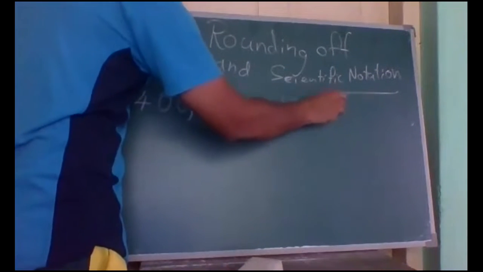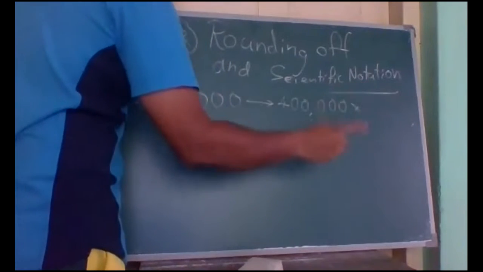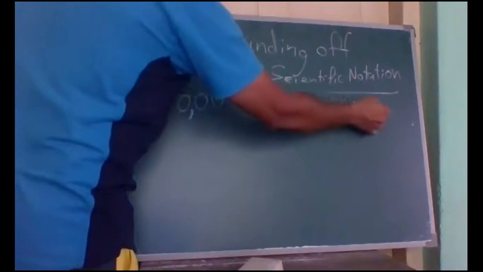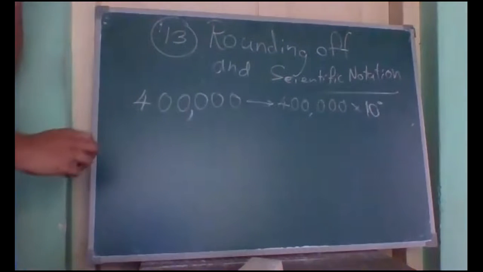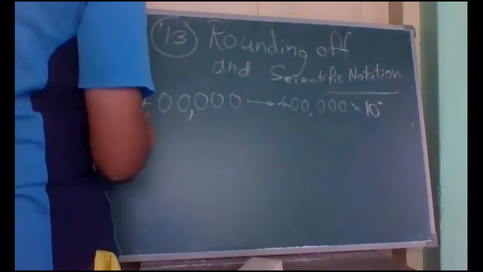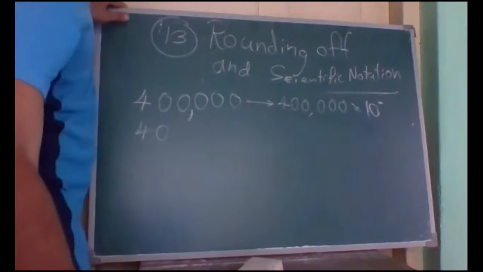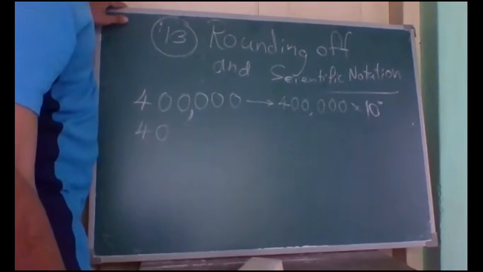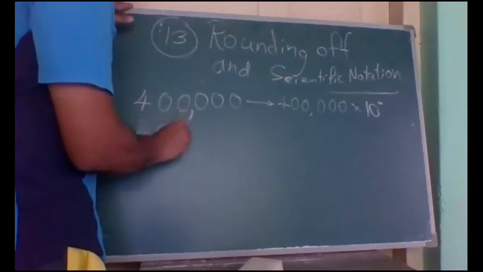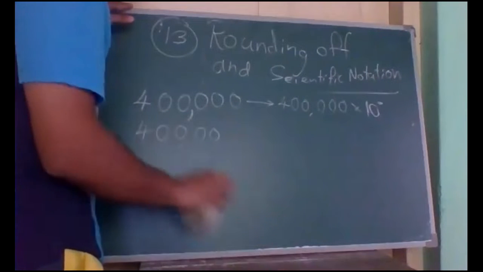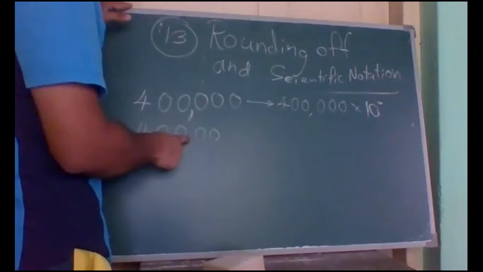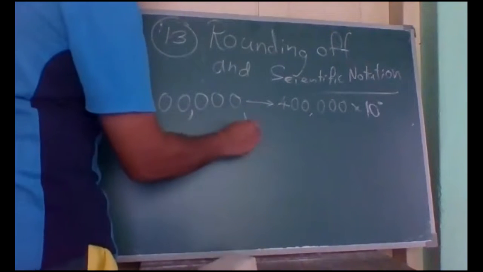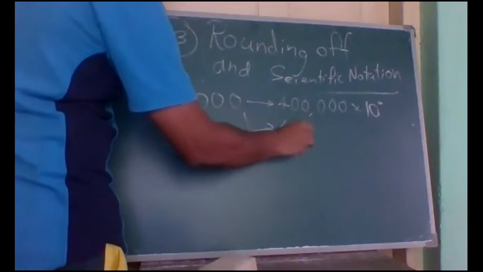400,000 into how many times? How many times? One. One means what, for 10? 10 to the power 1. 10 to the power 3. 10 to the power 0. Yes, you can see here. This time I'll reduce one zero here to write this one. Yeah, right. Okay, let's see.